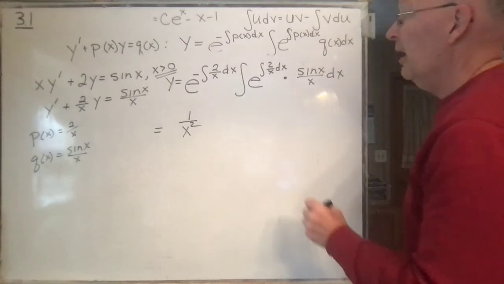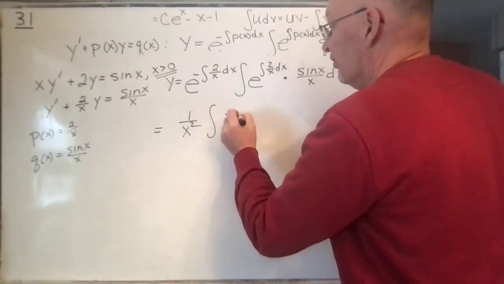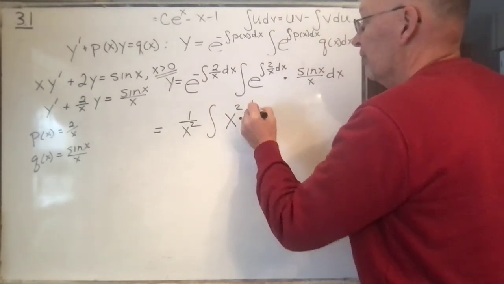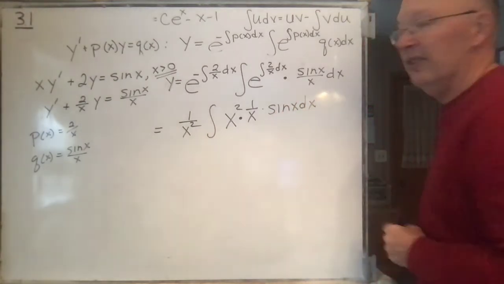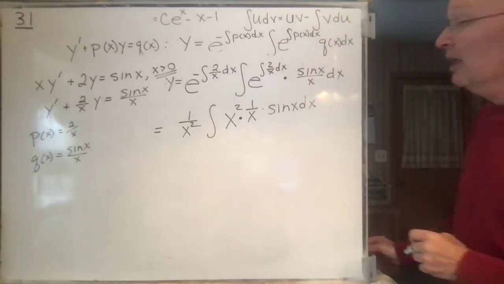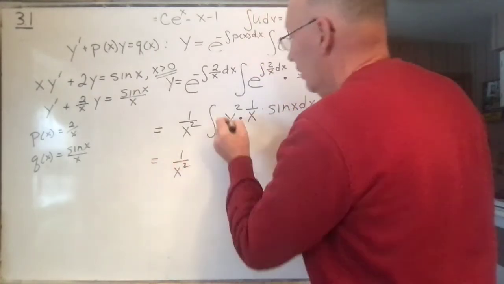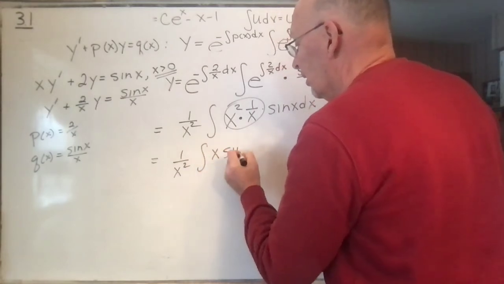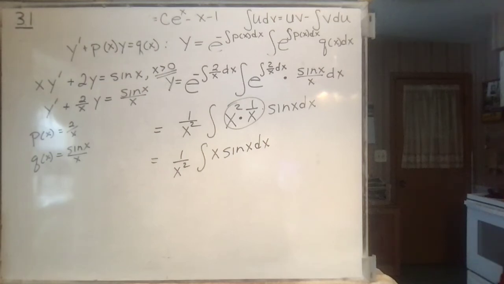Yep, okay. And then this is going to be what? It's going to be x squared, and then I have a 1 over x there rather, and then a sine of x. See that? You got all that? And now, this is going to be 1 over x squared. This all reduces just to x sine of x dx. Okay, so you have that.